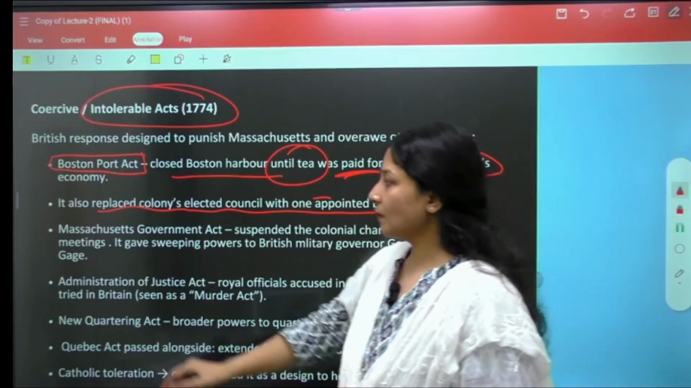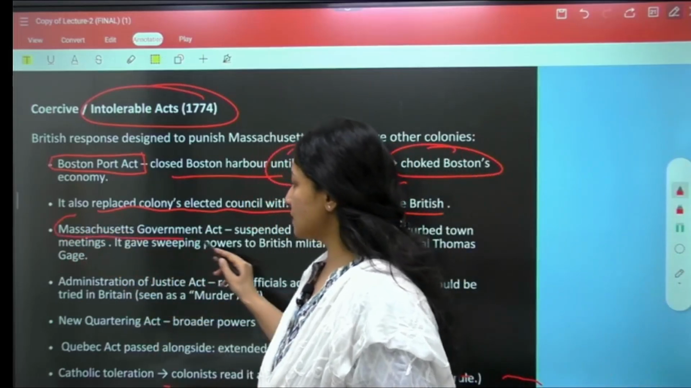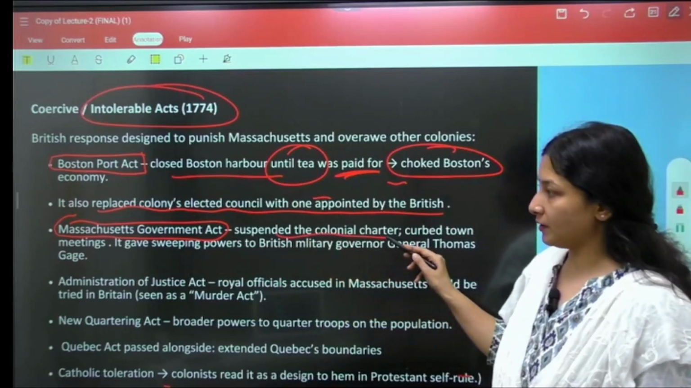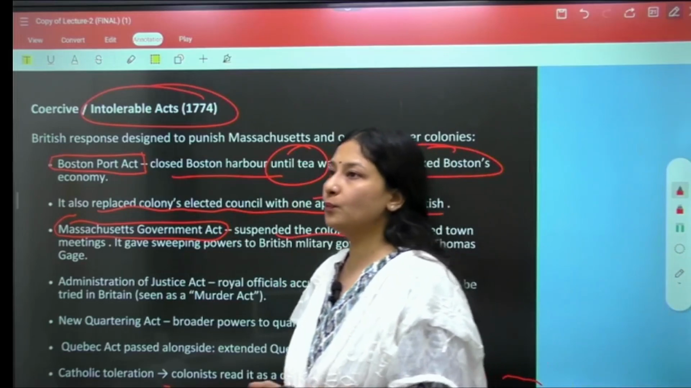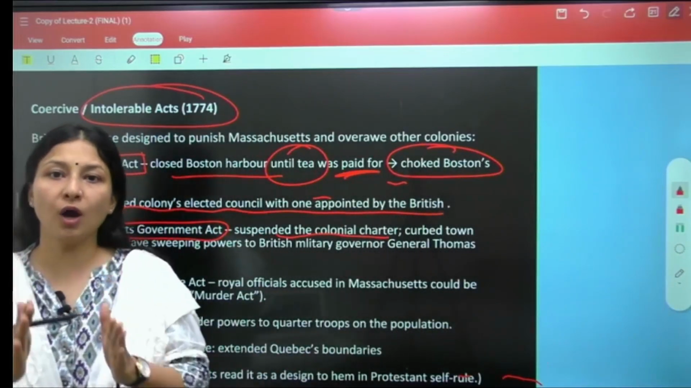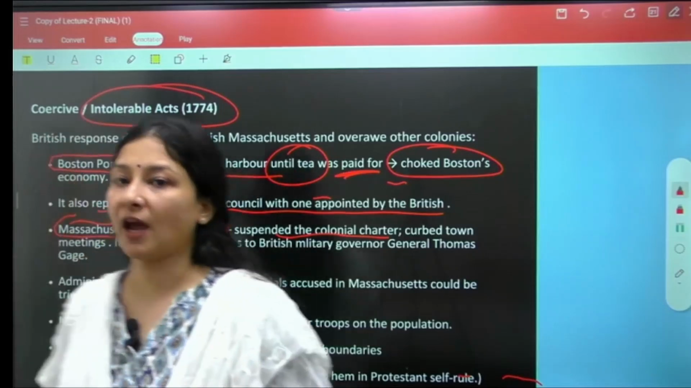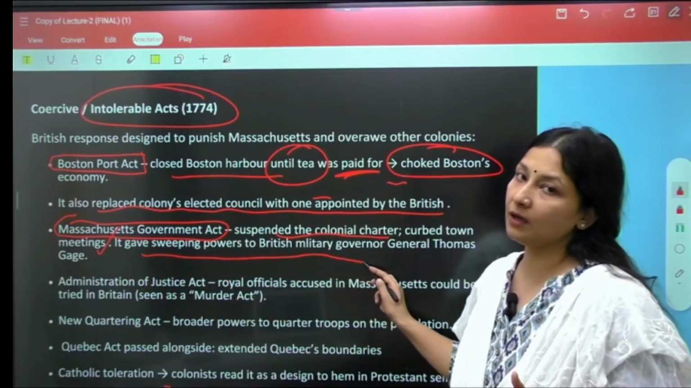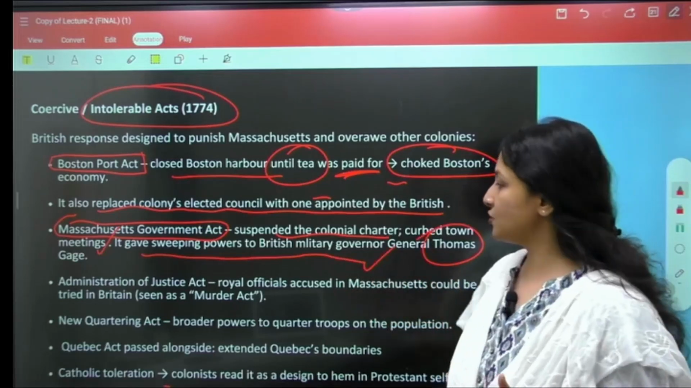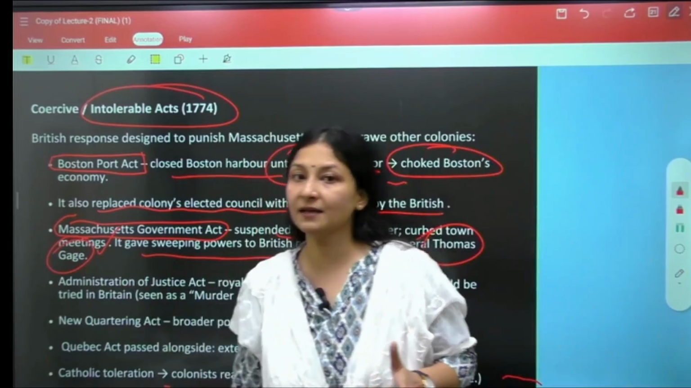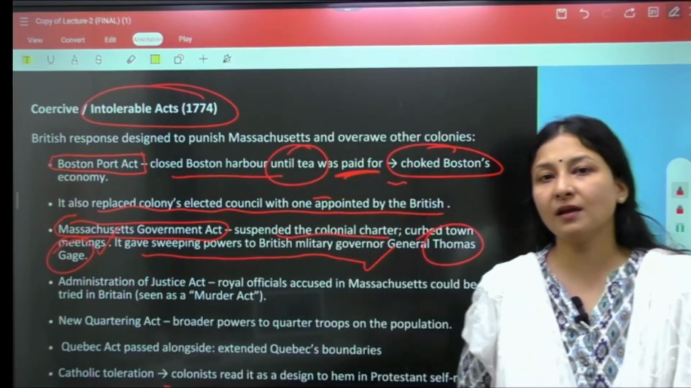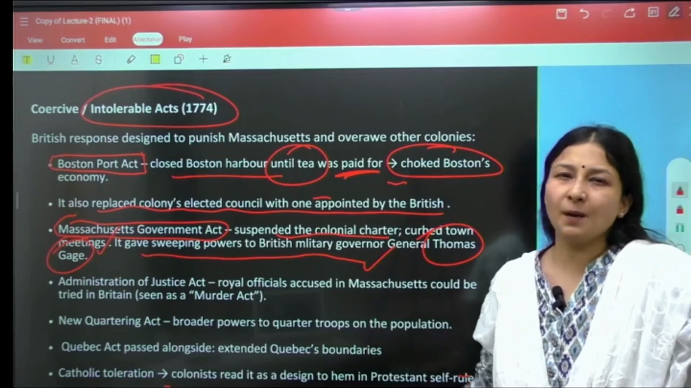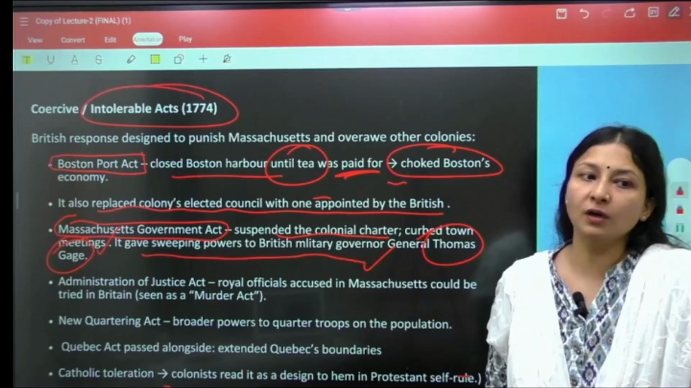Also, there was the Massachusetts Government Act, and this suspended the colonial charter. Any kind of town meetings were not allowed at that point of time under this act. It gave complete sweeping power to the British military governors, and he was General Thomas Gage. Now understand that they are going to a militarial form of government, or you can say over here complete control on the rights of the people.